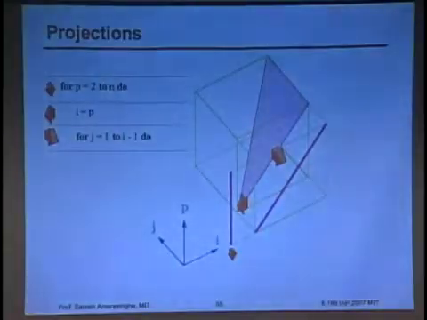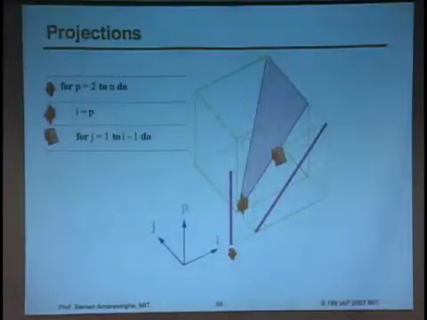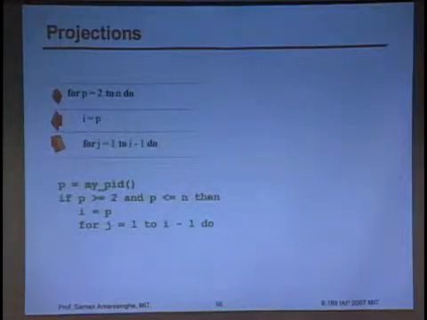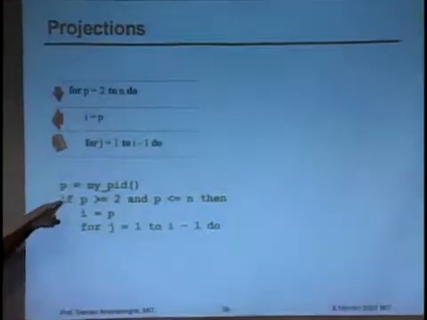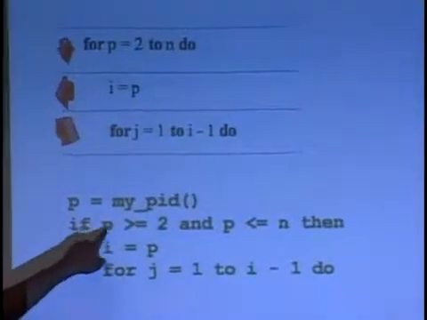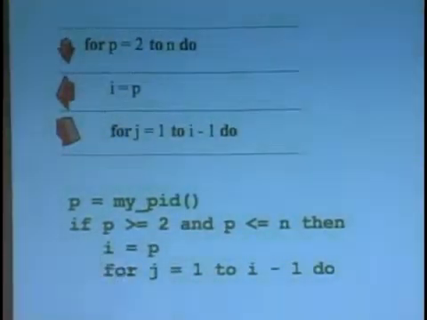Then what you end up doing is you can get this, and of course the outer loop P is not really a loop. You can say P is my ID. If P is within this range, I equals P, do this one. So that is how I generate that piece of code.